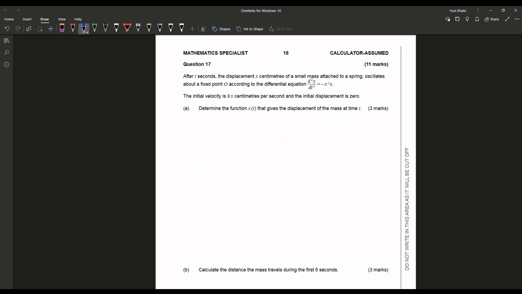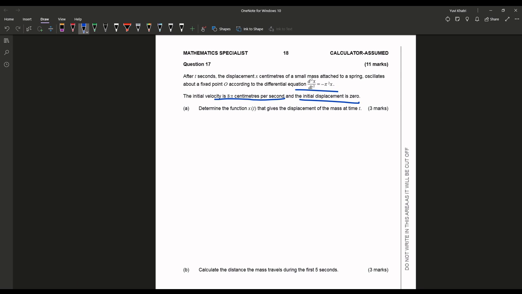Now, question 17 says, after t seconds, the displacement x centimeters of a small mass attached to a spring oscillates about a fixed point O according to this differential equation. The initial velocity is 8π centimeters per second, and the initial displacement is 0. Determine the function x(t) that gives the displacement of the mass at any time t.